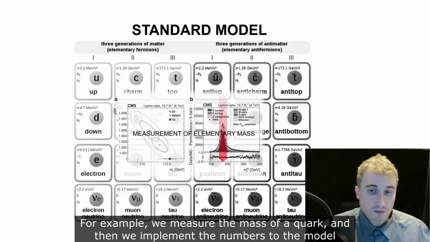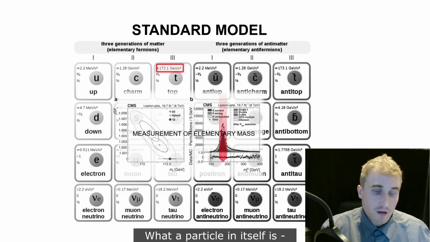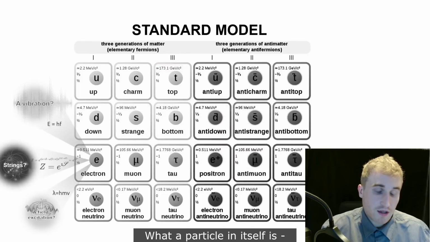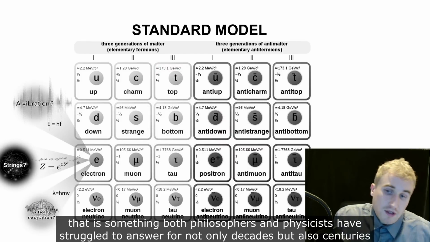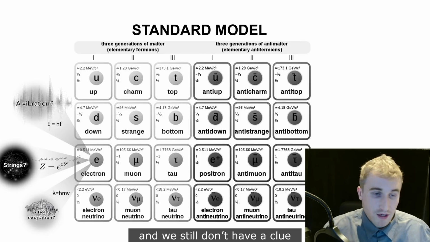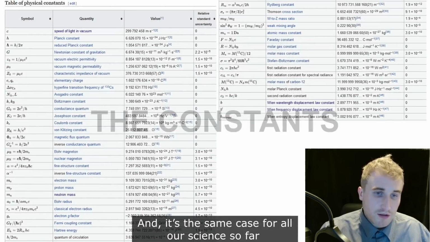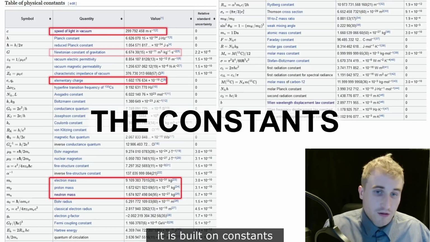For example, we measure the mass of a quark and then we implement the numbers in the model. What a particle in itself is, that is something both philosophers and physicists have struggled to answer for not only decades but also centuries, and we still don't have a clue. And it's the same case for all our science so far. It is built on constants.